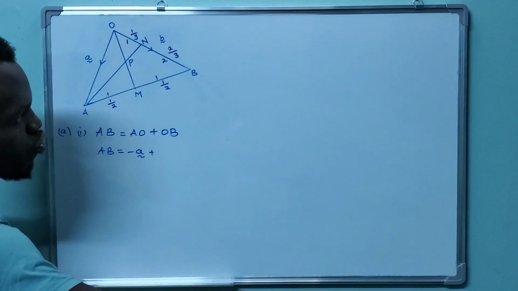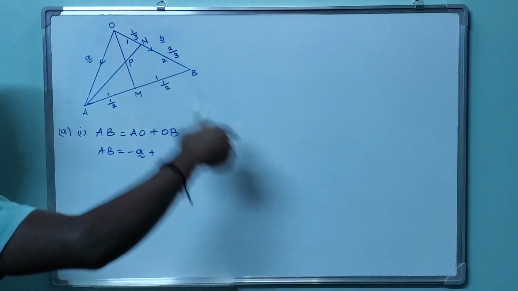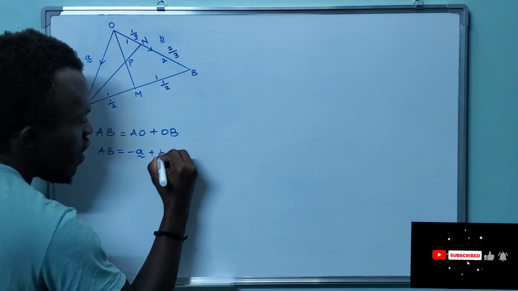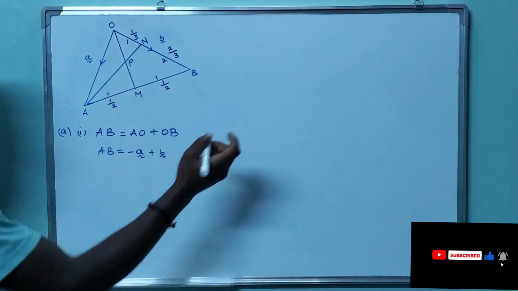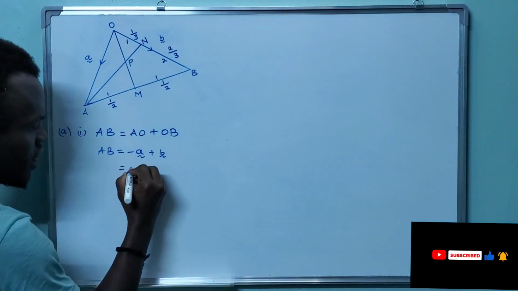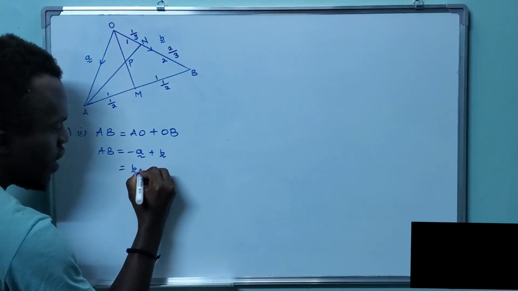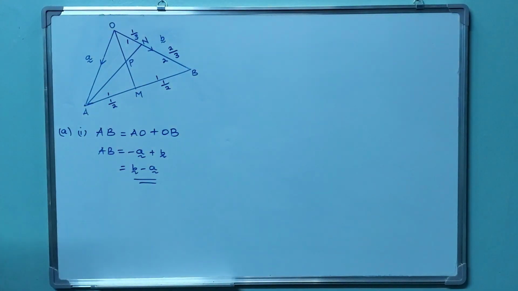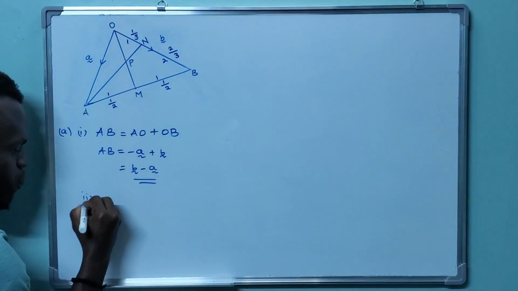OB, I'm moving towards the direction of the vector. Because I'm moving towards the direction of the vector, it is going to be positive vector B. So this one can be written as vector B, we start with the positive one, then minus vector A. And that is the answer for question Roman 1. Now let us go to Roman 2.